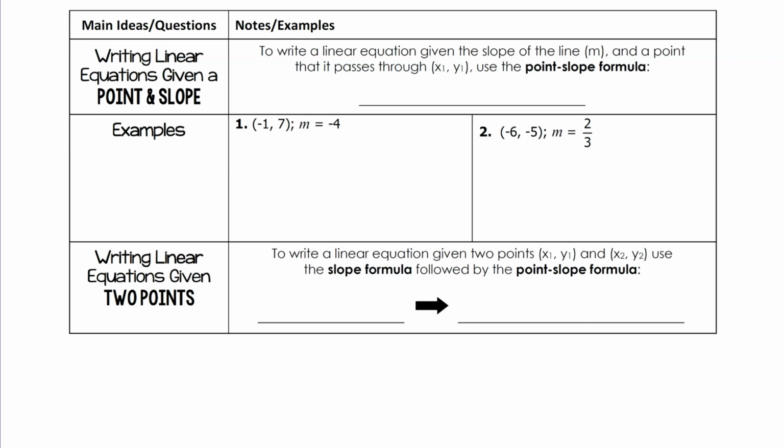Alright, so first we're going to do writing a linear equation given a point and a slope. This is when we use the point-slope formula, because we have a point and we have a slope. To write a linear equation, given the slope of line m and a point x1, y1 that it passes through, we're going to use the point-slope formula. And if you recall, the point-slope formula was y minus y1 equals m times x minus x1. And these x1 and y1 are your actual point that you're given.